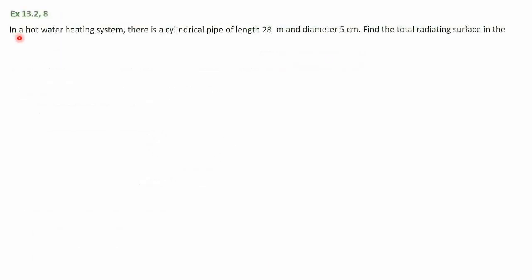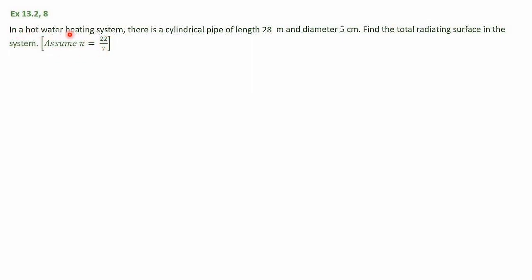Move on to question number 8. The question is, in a hot water heating system, there is a cylindrical pipe of length 28 meter and diameter 5 centimeter. Find the total radiating surface in the system. Here also the pi value is 22 by 7. It is given to us.